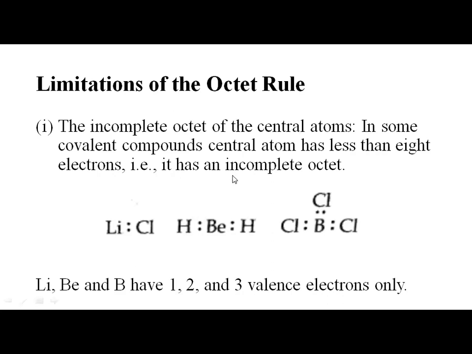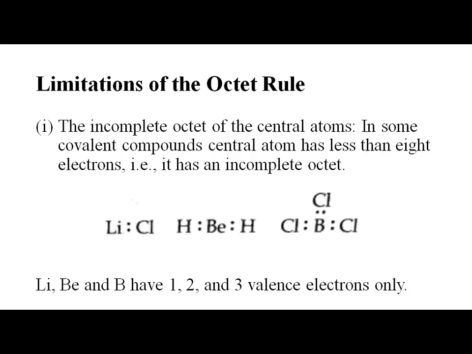In some covalent compounds, the central atom, see, we know that according to the octet rule, all the atoms should have 8 electrons in their outermost shell, except for hydrogen and the like. Hydrogen and the like will have how many electrons? They will have 2 electrons, that is a duplet, right? Helium will be a duplet, lithium will be a duplet. So all the other atoms, either by transfer or by sharing of electrons, will have 8 electrons in their outermost shell.